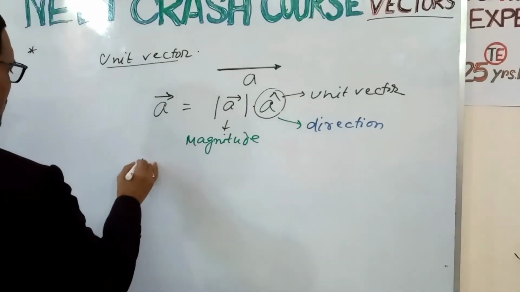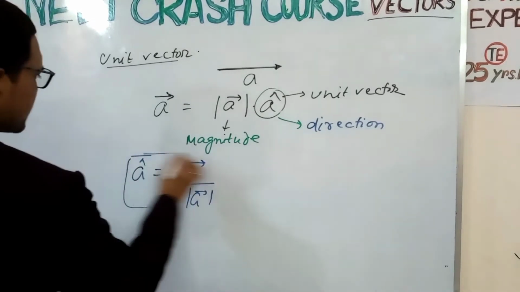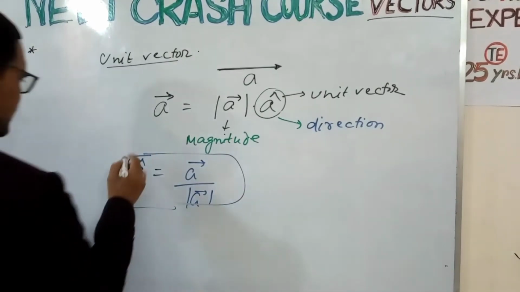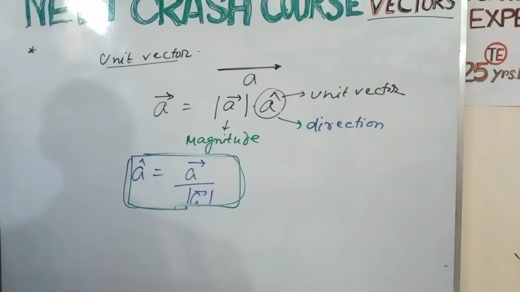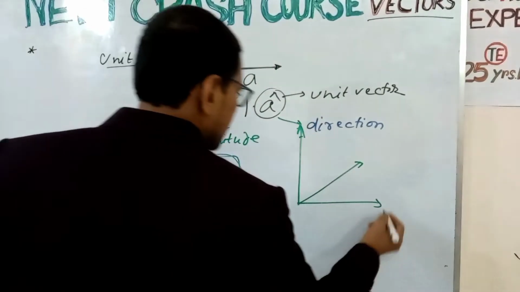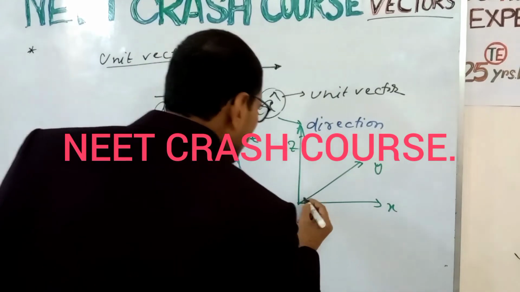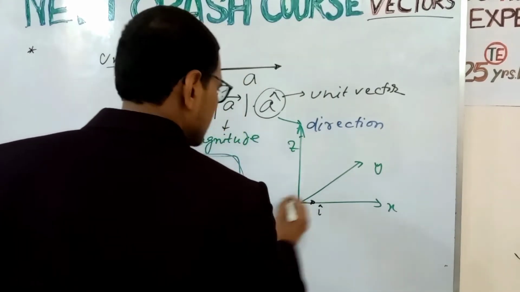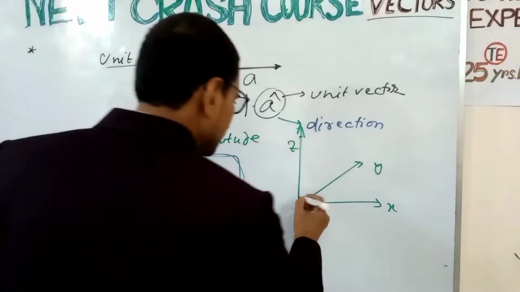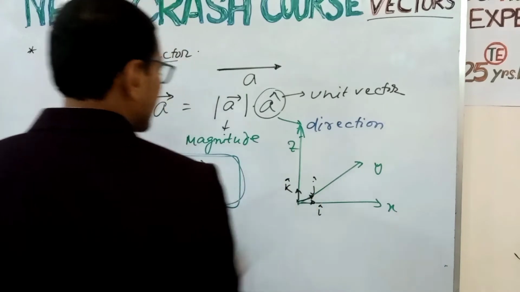Now unit vector is equal to the vector divided by its magnitude. This is the main important formula. So unit vector equals vector by its magnitude. The unit vector along the x-axis is i cap, the unit vector along the y-axis is j cap, and the unit vector along the z-axis is k cap.